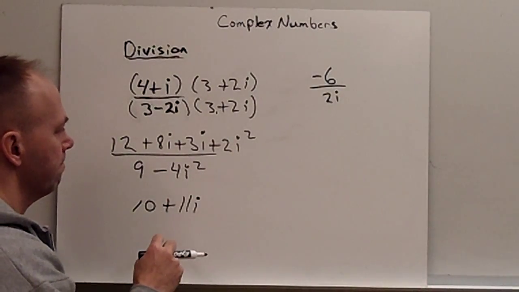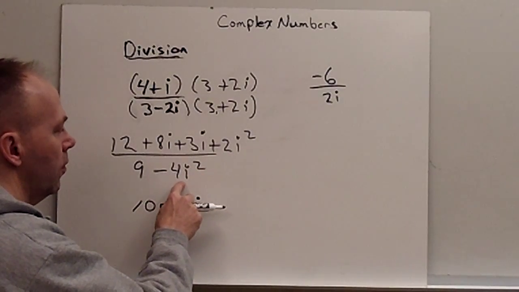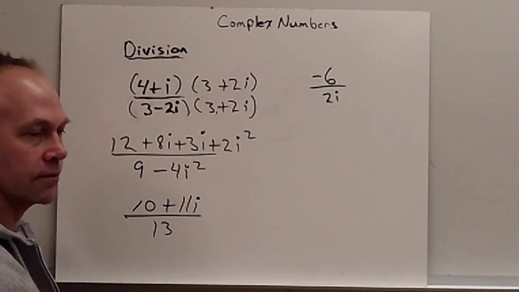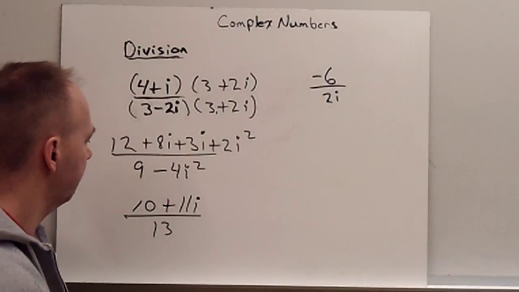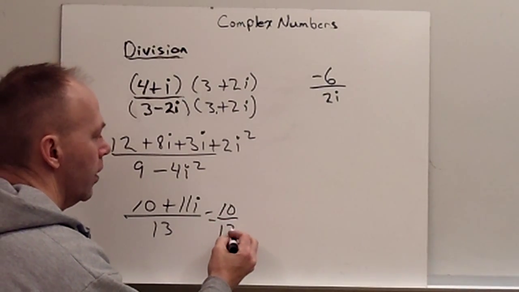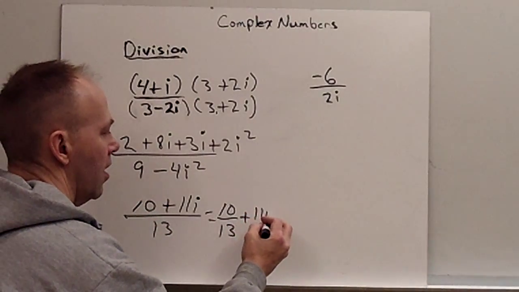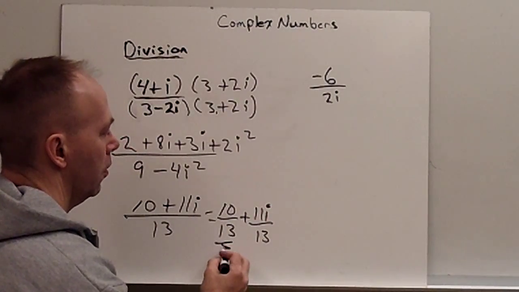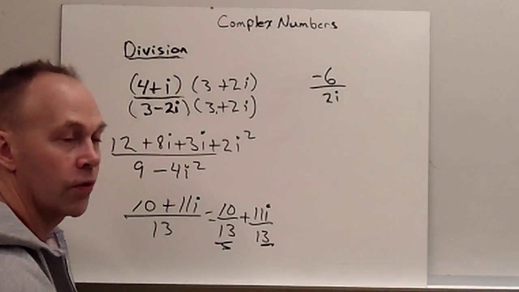And down below here, I got i squared, that's negative 1. So I got negative 4 times negative 1, that's positive 4, 13. And we can make this a little bit cleaner. We can make it strict complex form by writing it as 10 over 13 plus 11i over 13. My real part, my imaginary part. Wow, we've done a whole lot.